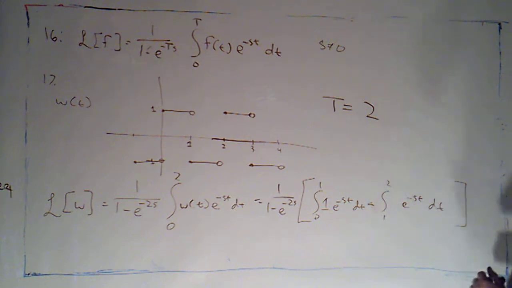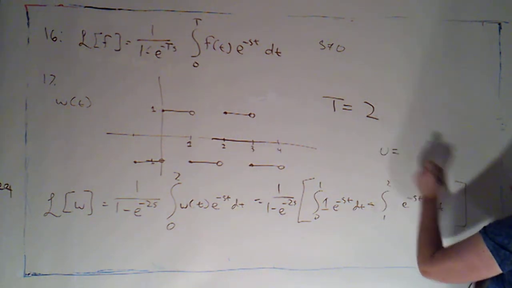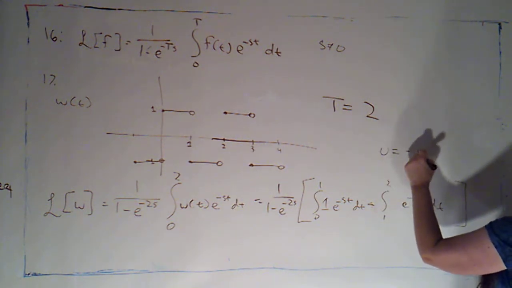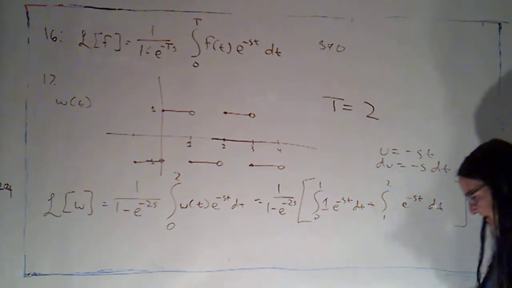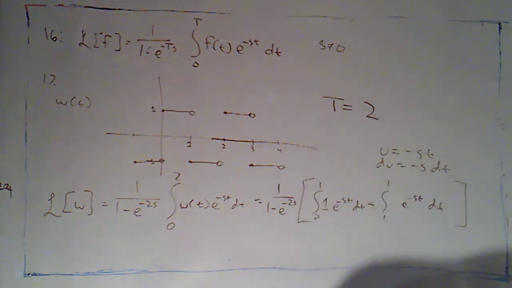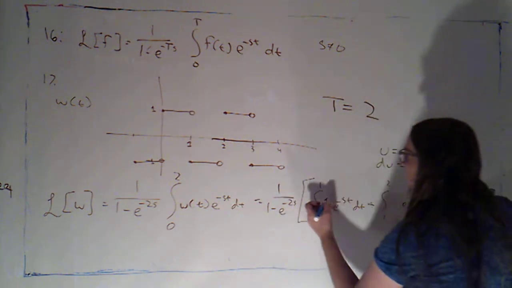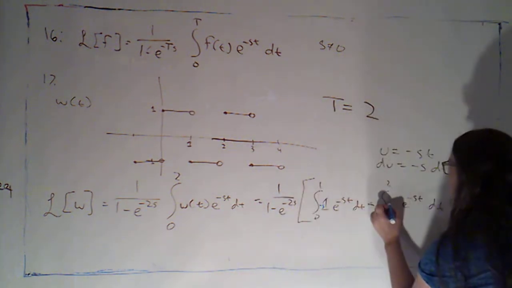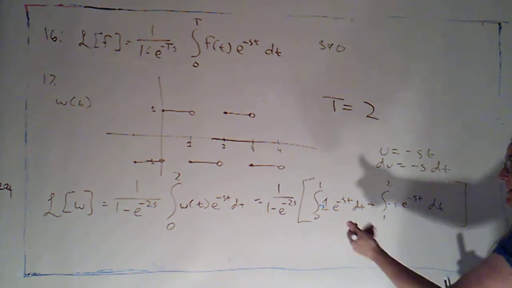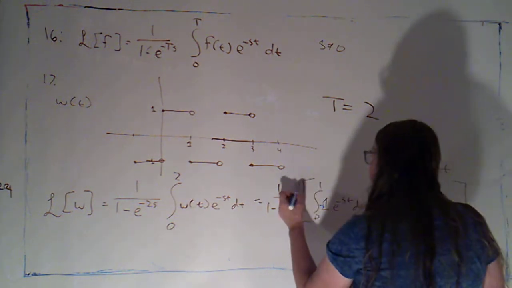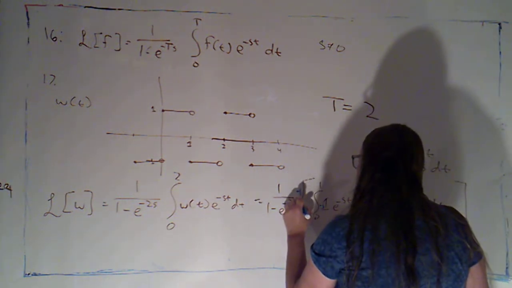Looks like for both of these integrals, I can do the same u sub. Let's let u equal negative st, then du will be negative s dt. So in order to integrate, I'm going to want to introduce a negative s in both integrals, which I'll counterbalance with a negative 1 over s on the outside. I'm going to go ahead and actually write that all the way in front.